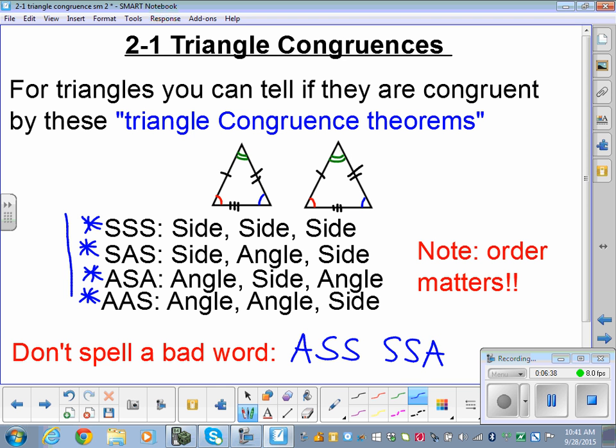I even caught myself. I set them free. They were doing the first problem, and I'm like, oh, but it's angle, side, side. And they're like, Miss Christensen, you just spelled a bad word. I'm like, oh yeah, that one doesn't work. Does that make sense? Okay.